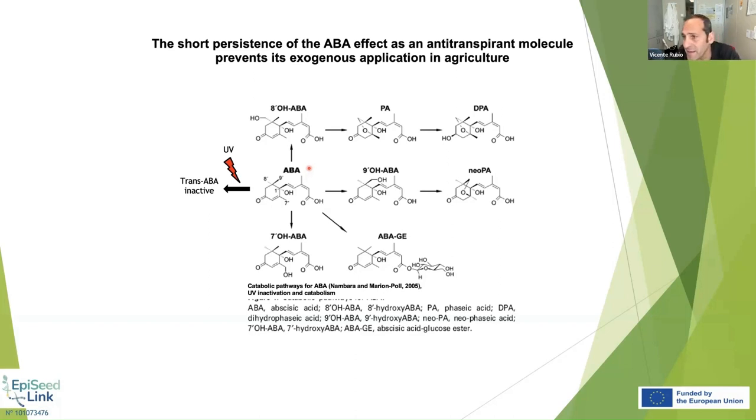The problem is that ABA is labile. So it's going to be degraded quickly upon exposure to UV light. So it's not a very stable molecule. So it's not useful to spray ABA.